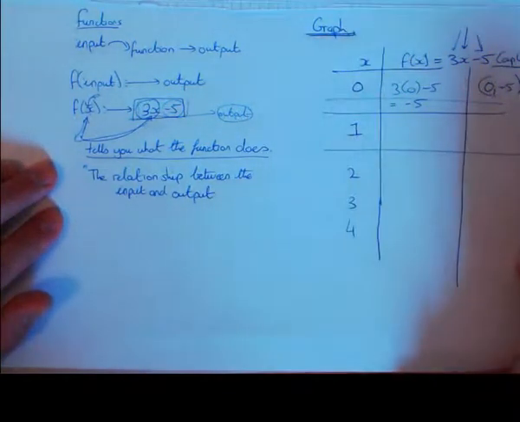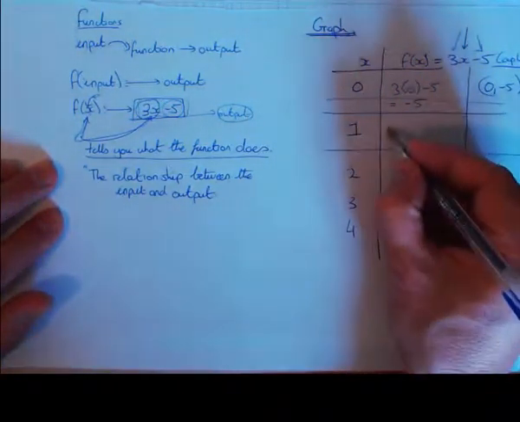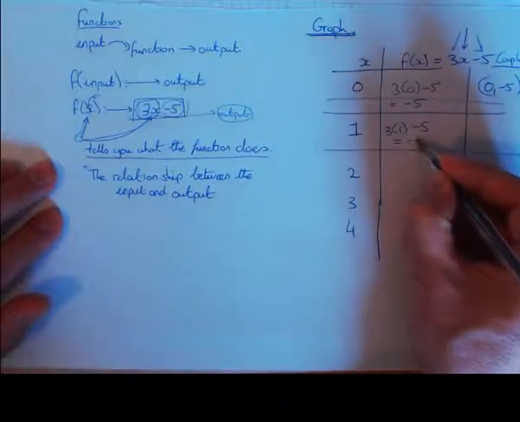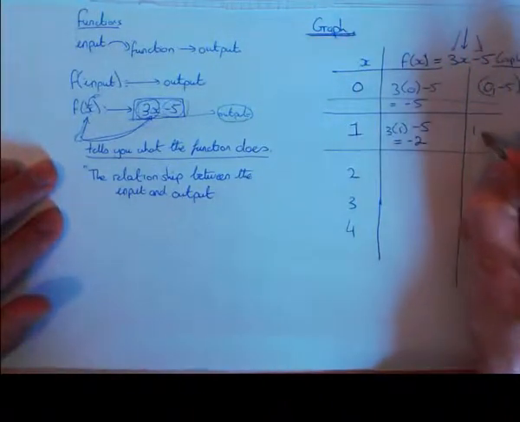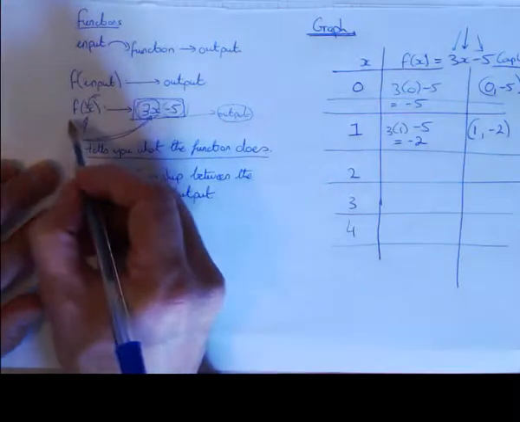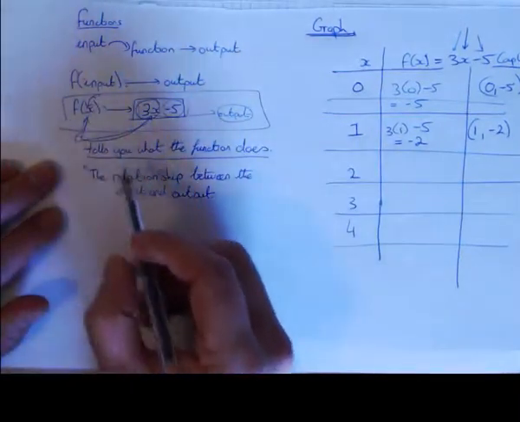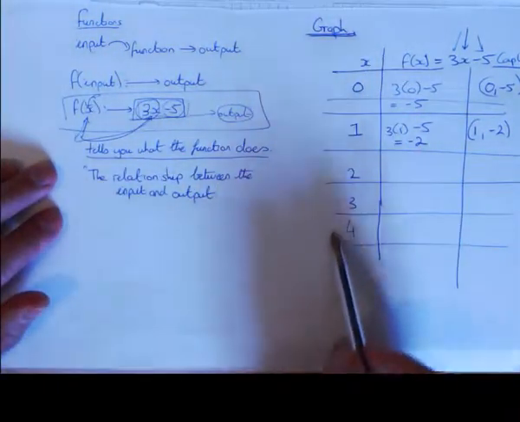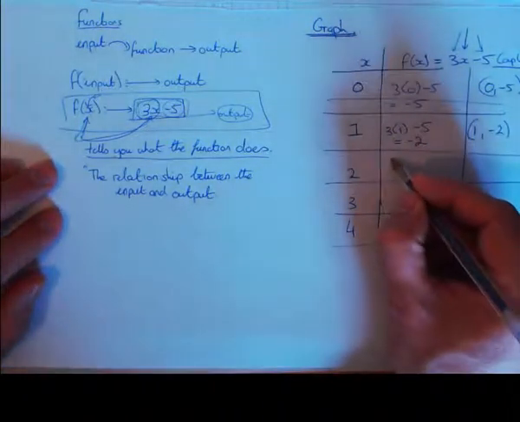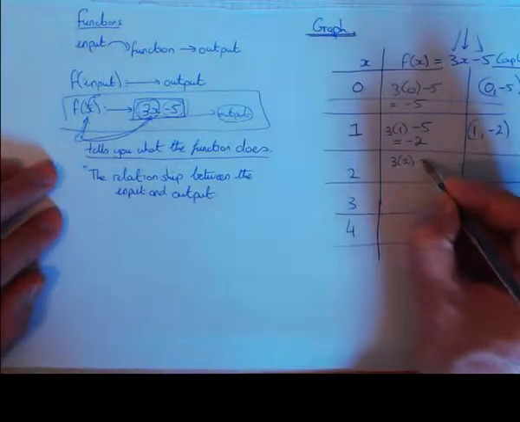You've done this already, this is just a little bit of revision. 1 is going to be 3 times 1 take away 5, which is equal to minus 2. Our couple is 1, minus 2. These are just example couples, remember. This function is true for every possible value of x, an infinite set of numbers. So we just want a couple of examples so that we can draw a picture.